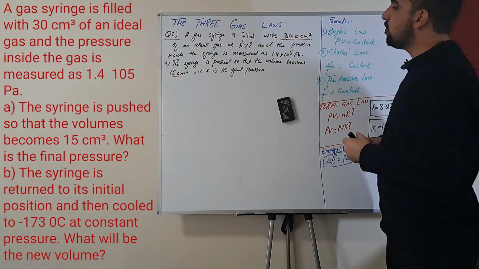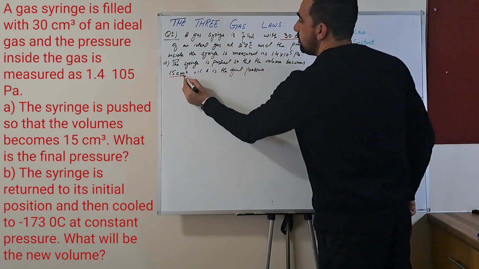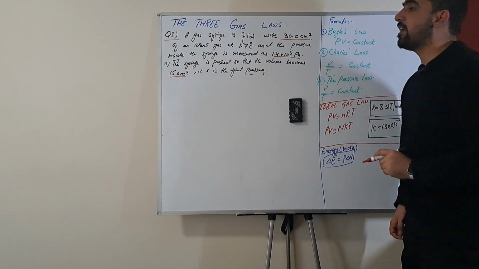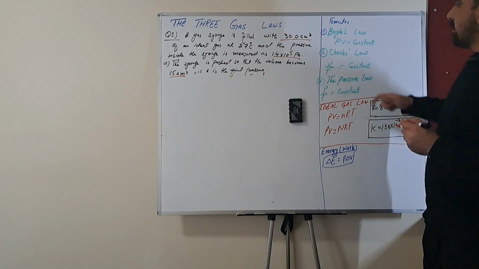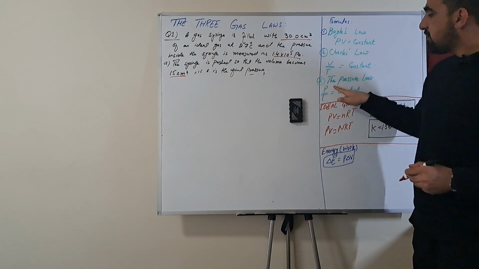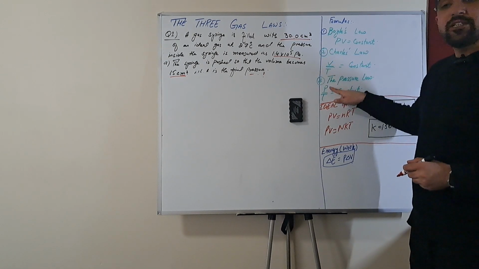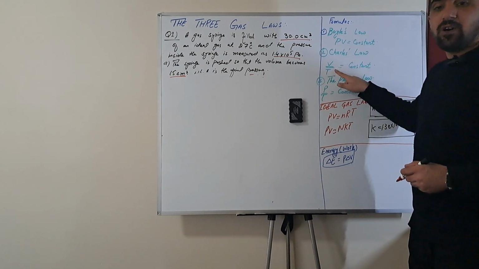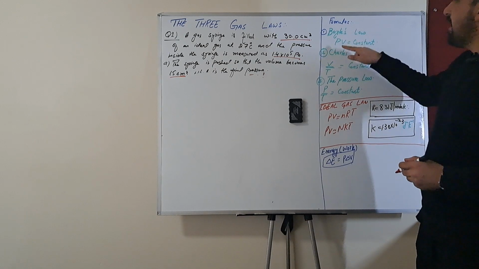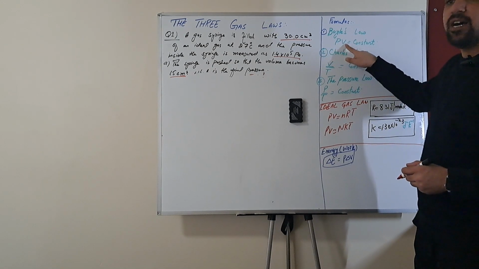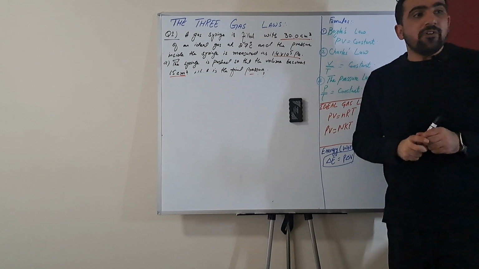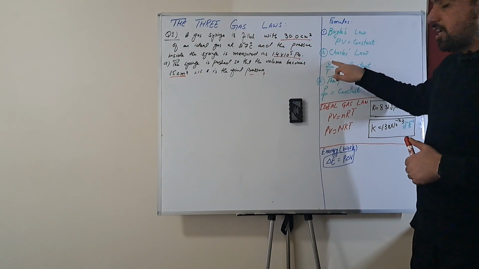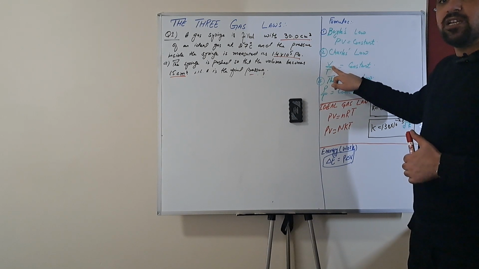What we got is volume 1 here and volume 2 here, and we got pressure 1 here and pressure 2 we need to find. Okay, so we know that pressure and temperature are directly related, and we also know that volume and temperature are directly related, and we know that pressure and volume are inversely related. So if you increase the temperature, volume will increase. If you decrease the temperature, volume will decrease.